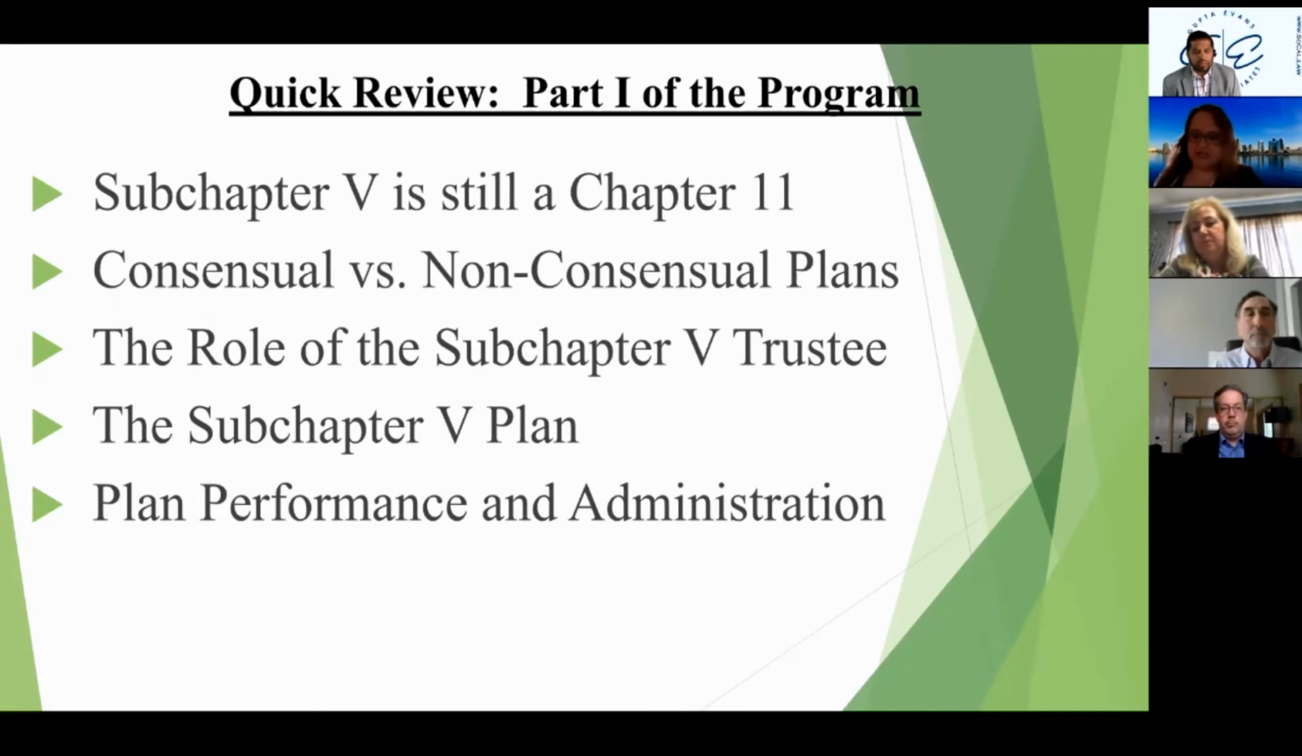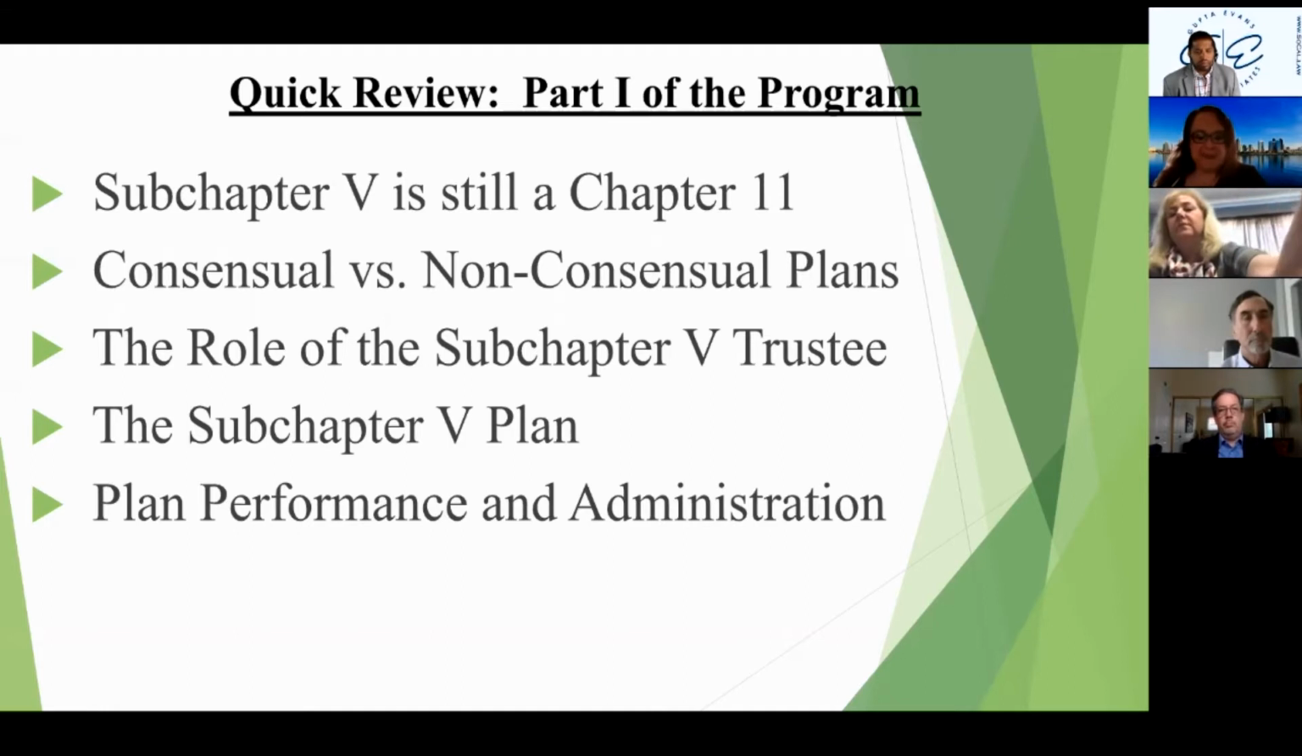There are many other duties such as reviewing proofs of claim, making plan payments in non-consensual plans, and I refer you again to the text of the statute, which is set forth in the materials for a full review of what those duties are. An important point is that the Subchapter 5 trustee is to be compensated under Section 330, and that is different, of course, than other trustees that serve in our bankruptcy system. That's probably going to be developed as time goes on. It's simply too early in the scheme to look at what that's going to mean for the debtor in possession.